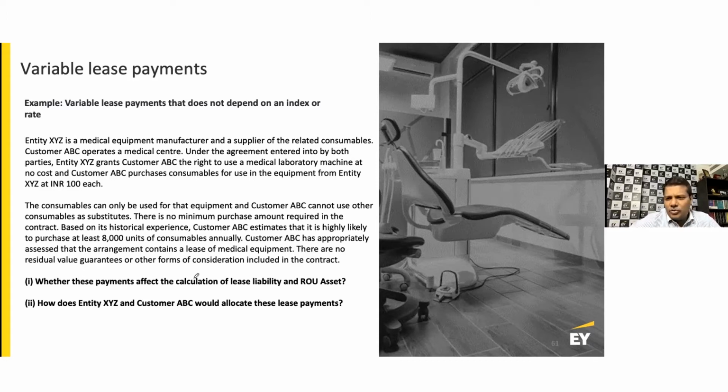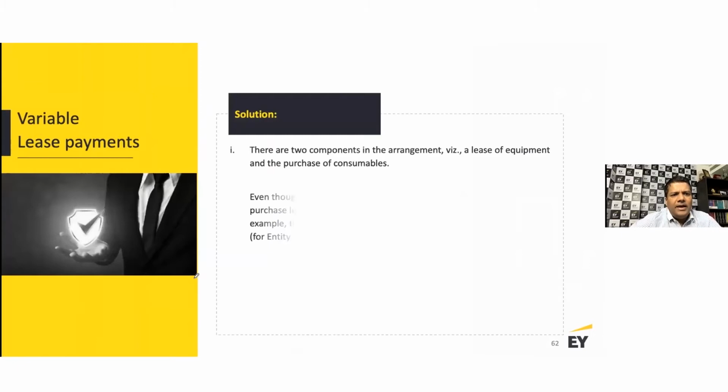And if that actual is not linked to an index or a rate, then essentially it's like an operating cost. So how would entity XYZ and customer ABC allocate these lease payments, right? I'm paying 100 each, and so much for it. So now what's the accounting? Let's look at an answer here.